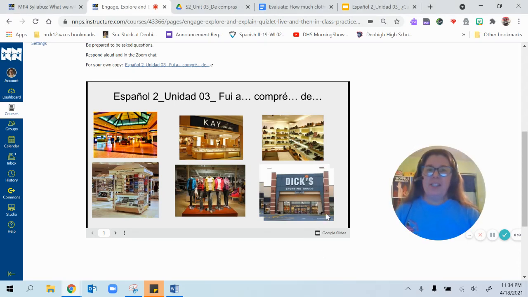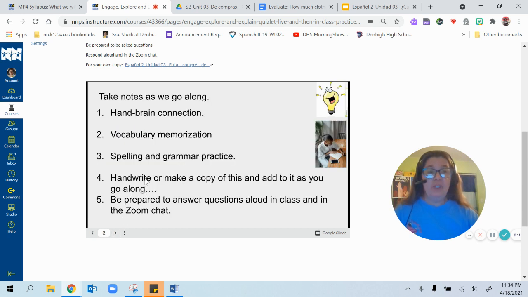So let's practice expressing where we went, what we bought, and what things were made of. Español 2, Unidad 3. Fui a, compré, de. Take notes as we go along. Helps you with memorizing vocabulary.